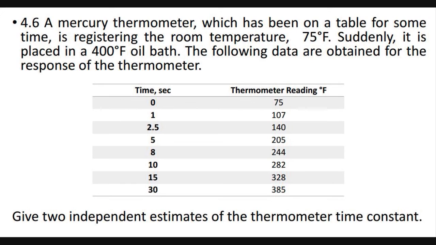So, a mercury thermometer which has been on a table for some time is registering the room temperature at 75 degrees Fahrenheit. Suddenly, it is placed in a 400 degree Fahrenheit oil bath. The following data are obtained for the response of the thermometer. Give two independent estimates of the thermometer time constant.